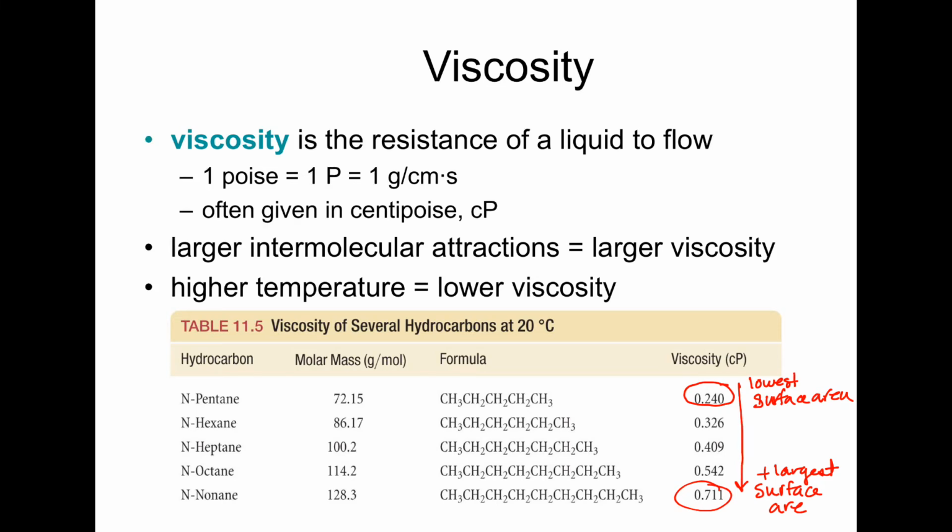If we think about this statement that larger intermolecular attractions equals larger viscosity, I just want to reflect on how we were saying that water has hydrogen bonding, and hydrogen bonding is one of our strongest intermolecular forces, and that's why it has very high surface tension. But why isn't water very viscous? When I try and pour water, it pours right out of a glass. Even when it's cold, it's not very viscous.